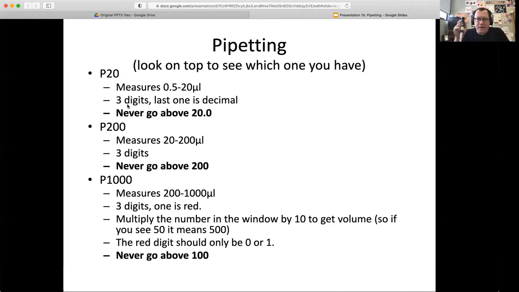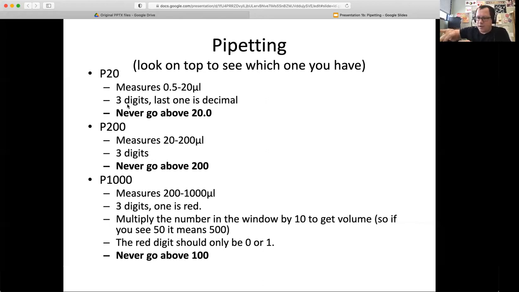Then with the P1000, again, we have 3 digits. This one, the first digit is red, and then the next 2 are black. I don't know why they do that with this, but I find it a little confusing. Basically whatever number you see here, you multiply by 10, and that gives you your thousands. Right now this is saying 030, so that means we're measuring 300 microliters. The red place is really only useful when you get to 1,000.